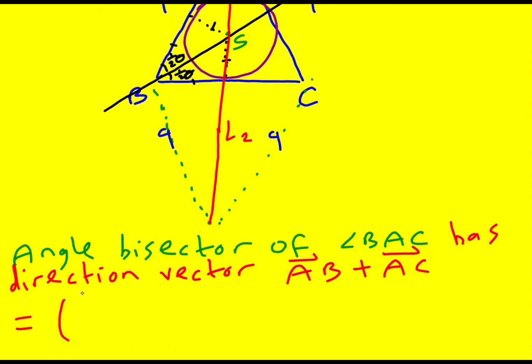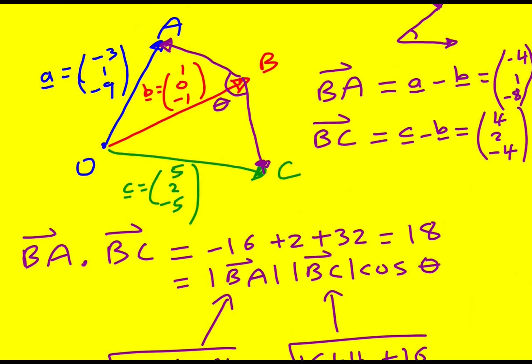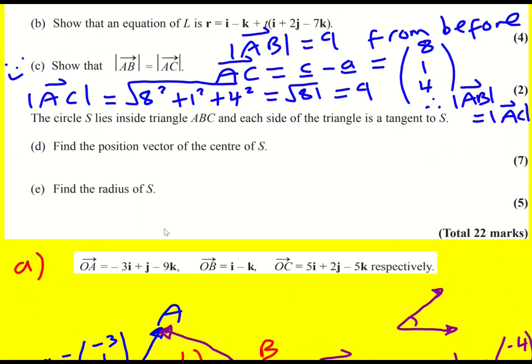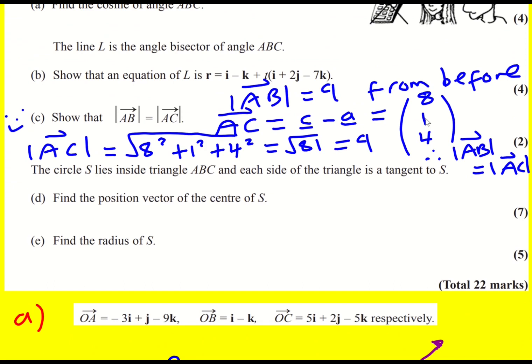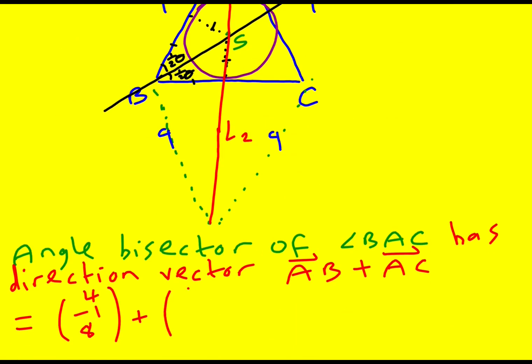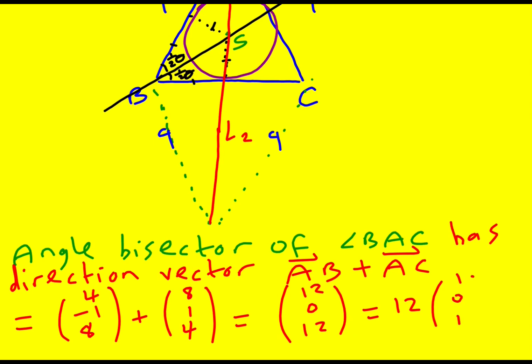And that is equal to 4, minus 1, 8. I think we calculated these earlier, didn't we? It's going to be the opposite of this. And then AC. Did we calculate AC? Here, 8, 1, 4. Which gives 12, 0, 12. Or 12 times 1, 0, 1.